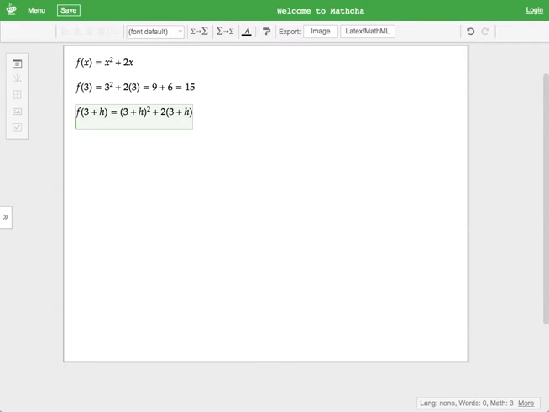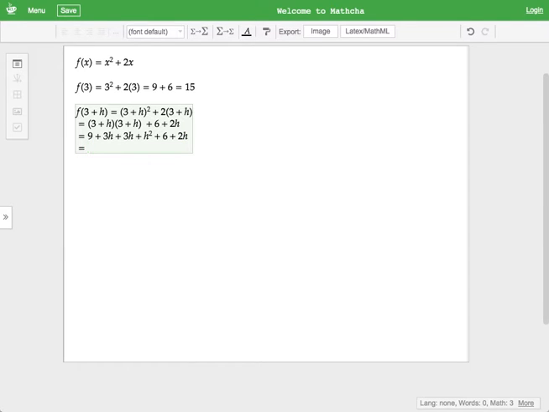So when I expand 3 plus h squared, I'm going to have to FOIL that out, plus the second term we can distribute right now. 2 times 3 is 6, and 2 times h is 2h. So let's expand now. 3 times 3 is 9. Outside is 3h. Inside is another 3h. h squared, 6, and 2h.